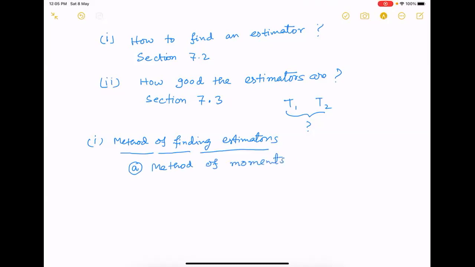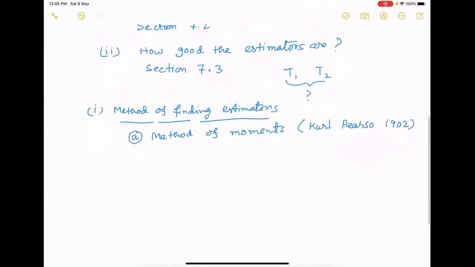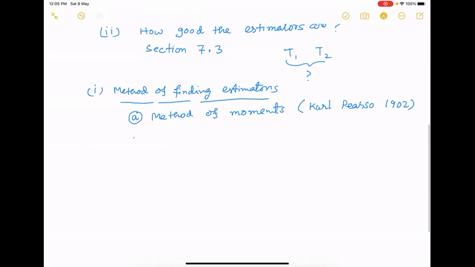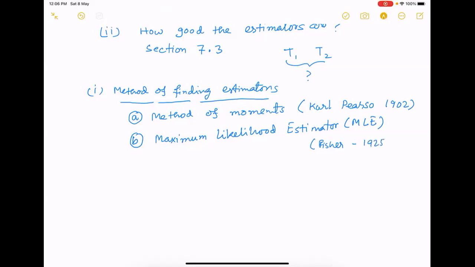This is the oldest method that was developed by Karl Pearson in 1902. So more than 100 years, 120 years old method. Then is maximum likelihood estimator, MLE. This is also almost 100 years old, by R.A. Fisher, around, if I'm not majorly mistaken, 1925 or 1930. One of the papers, I have to check the history. I think around that time he figured it out.